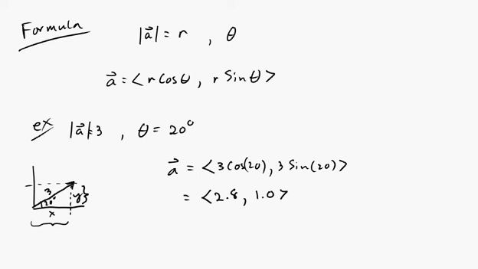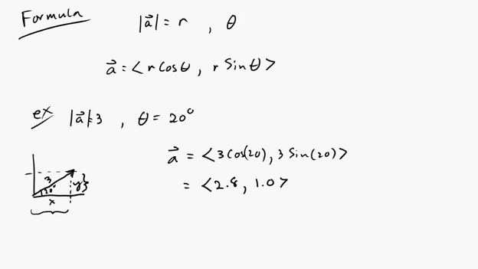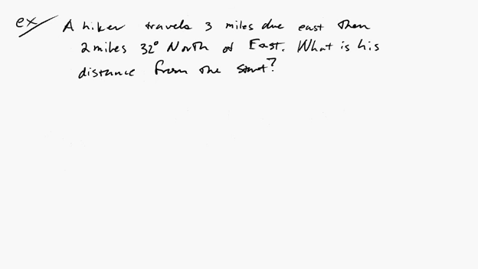Okay, so this is used quite a lot with navigation. So we're going to do one example with navigation where we have a hiker. Okay, let me write this out. A hiker travels 3 miles due east and then 2 miles 32 degrees north of east. What is his distance from the start?